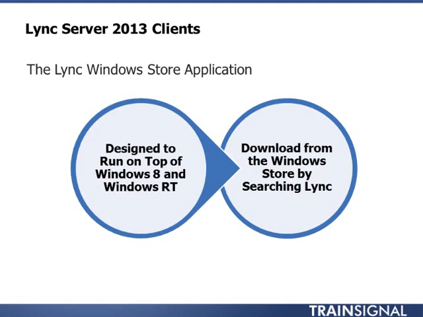Microsoft also provides a touch-optimized Lync application, which is designed to run specifically on top of Windows 8 and Windows RT. Windows RT is codenamed Windows on ARM, and it's a special Microsoft Windows operating system designed to run on mobile devices, utilizing the ARM architecture, such as a lot of your tablets. You can download the Lync application through the Windows Store by searching for the word Lync.